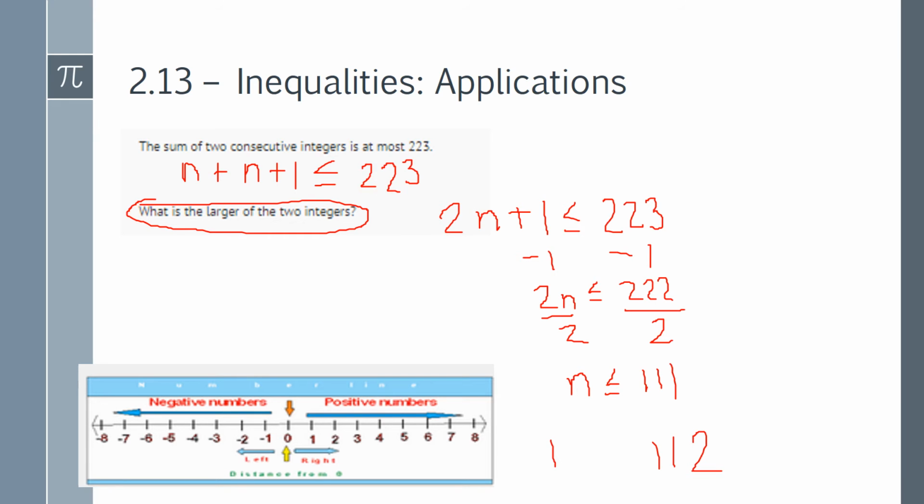So my two values are 111 and 112. The larger of the two would be 112.